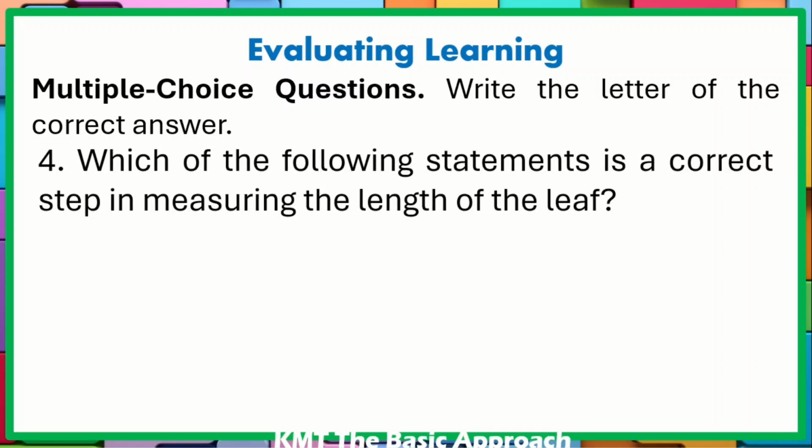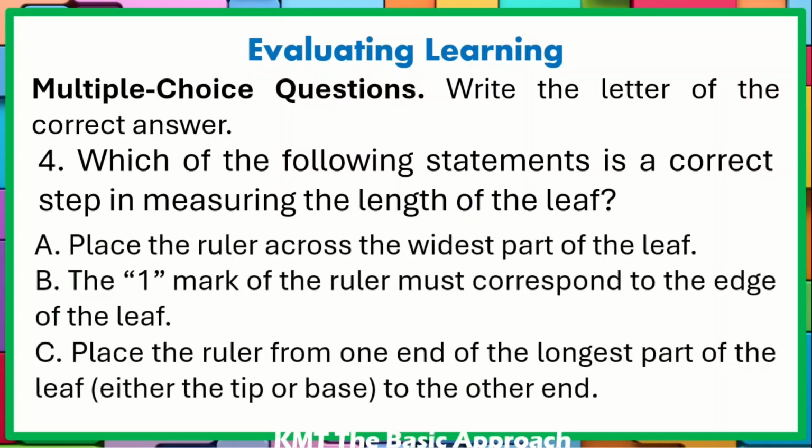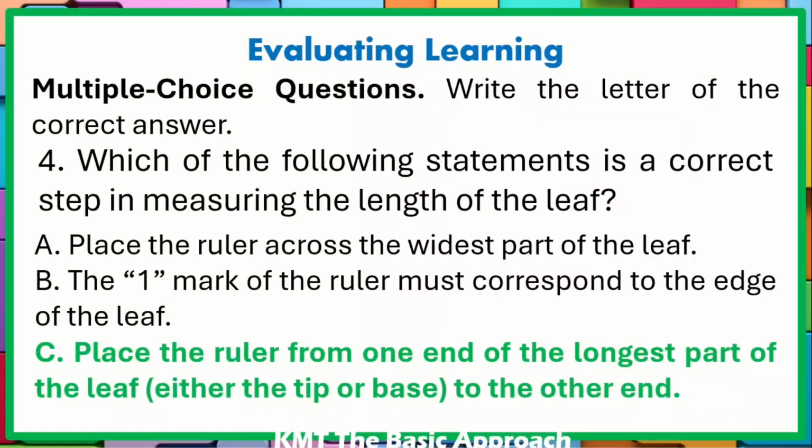Number 4. Which of the following statements is a correct step in measuring the length of the leaf? A. Place the ruler across the widest part of the leaf. B. The one mark of the ruler must correspond to the edge of the leaf. C. Place the ruler from one end of the longest part of the leaf, either the tip or base, to the other end. What is the correct answer? Good job! Letter C. Place the ruler from one end of the longest part of the leaf, either the tip or base, to the other end.